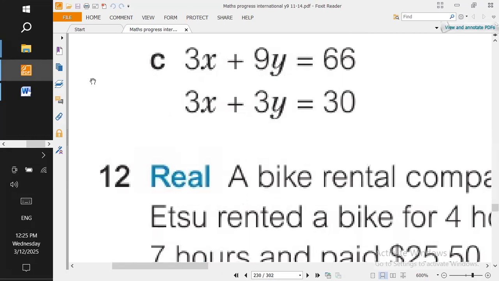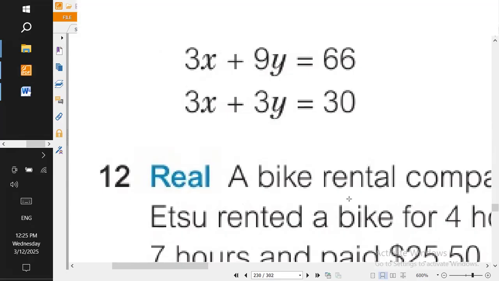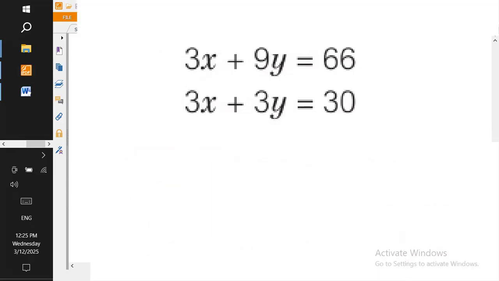Here, in these simultaneous equations, I'm not going to finish solving. I'm just going to tell you how to change them to make them have the same coefficient and different signs. First you look at the equations and find that this variable here, the x, has the same coefficient, but the problem is that they have the same sign. This means you have to change one of the signs.